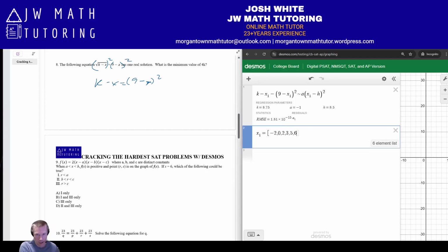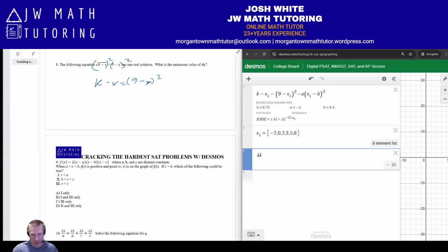And you see after I enter a couple, notice it's finalizing on the correct values. So notice for k, it gives me 8.75. However, this question is not asking for k, it is asking for 4k. So what is the value of 4k? It is 35, and that's it. Okay, so that is how you can solve this problem entirely in Desmos by using regression, basically between two different forms of a quadratic function, and then just making your list for x1.